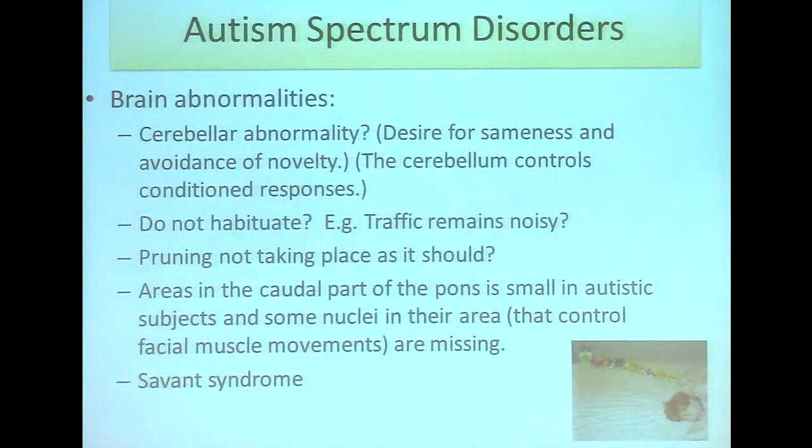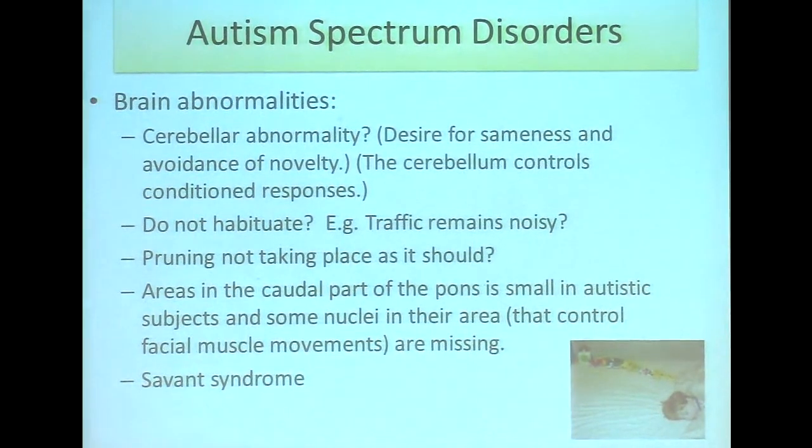And then there are areas in the caudal part of the pons, which is small in autistic subjects, and some nuclei in that area that control facial muscle movements are missing. And if you think of autistic children, they tend to have very sort of flat affect, and they also don't recognize facial expressions in others.